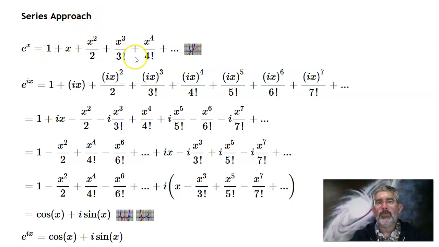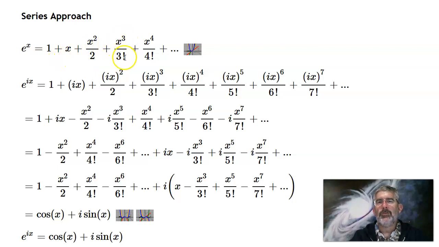But take a look at this function of x over here on the right. If you plug a 0 in, all of this stuff turns into 0 and you just get a 1. So it satisfies the initial condition. But now let's take a look at its derivative. What's the derivative of this thing? Well, the derivative of a sum is the sum of the derivatives. And the derivative of 1 is 0. The derivative of x is 1. The derivative of x squared over 2 is x.